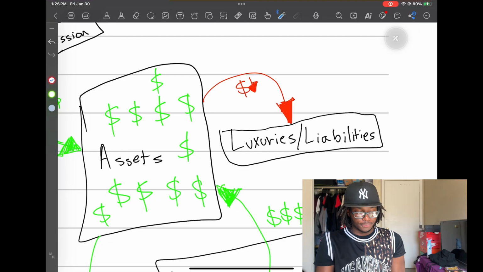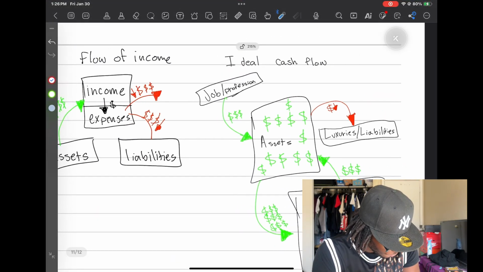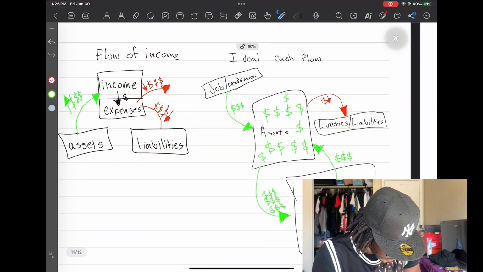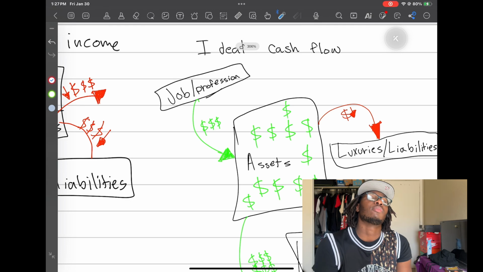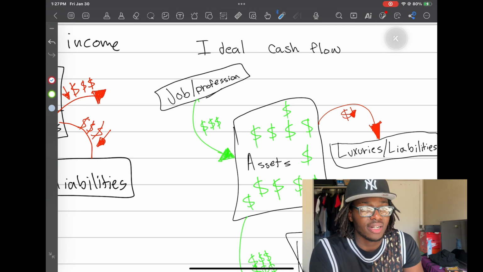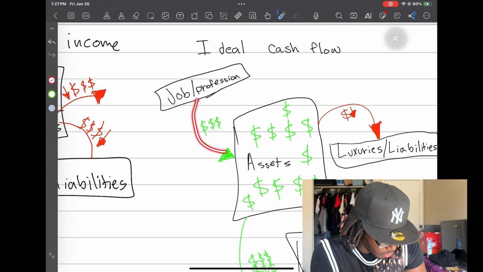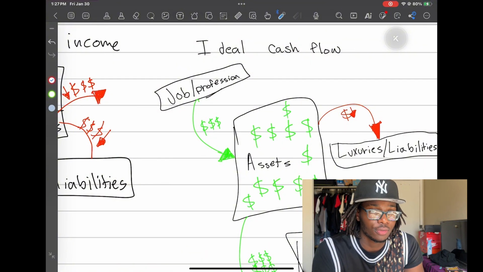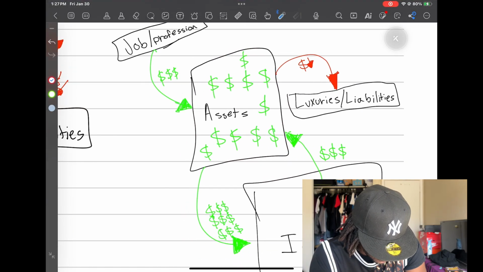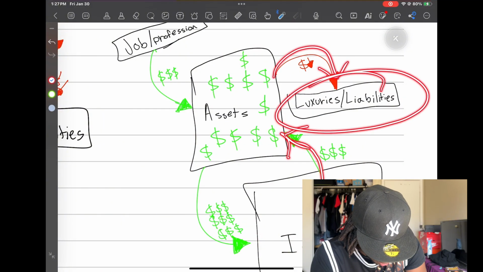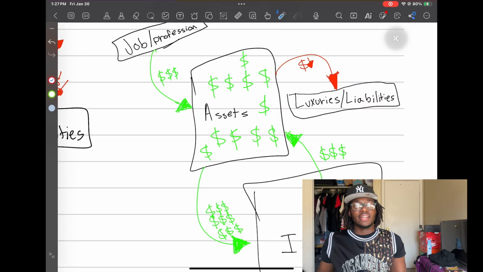So long story short, the flow of income states this. You have a job or a profession, because you can't go nowhere without a 9 to 5, I'm not going to lie. So you use the money from your 9 to 5 to go into your assets and make assets, right? And then these assets generate income that you use to put back into your assets to make more income and to pay off your luxuries and liabilities. That's the ideal flow of income.